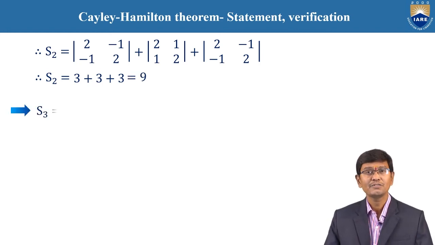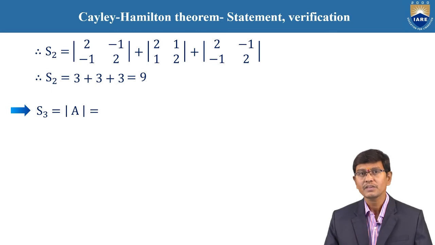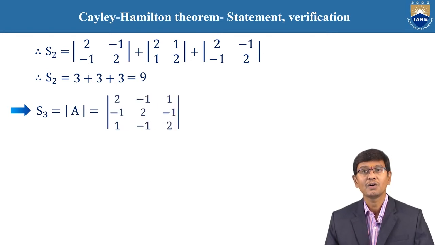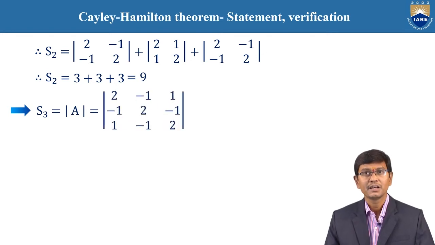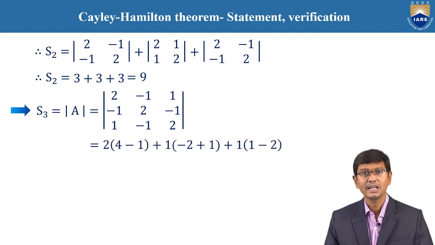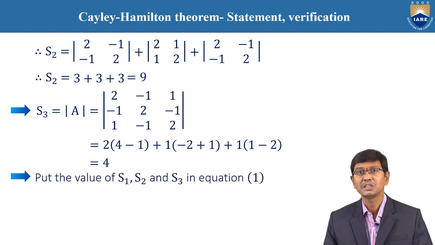And here we need to find out S3. S3 is the determinant of the given matrix. As we know how to find the value of the determinant of a matrix, by using the determinant of this 3 by 3 matrix, the values are clearly 2 into 4 minus 1, plus 1 into minus 2 plus 1, plus 1 into 1 minus 2. By solving and simplifying, we obtain the value equal to 4. Therefore, we have now completed S1, S2, S3.